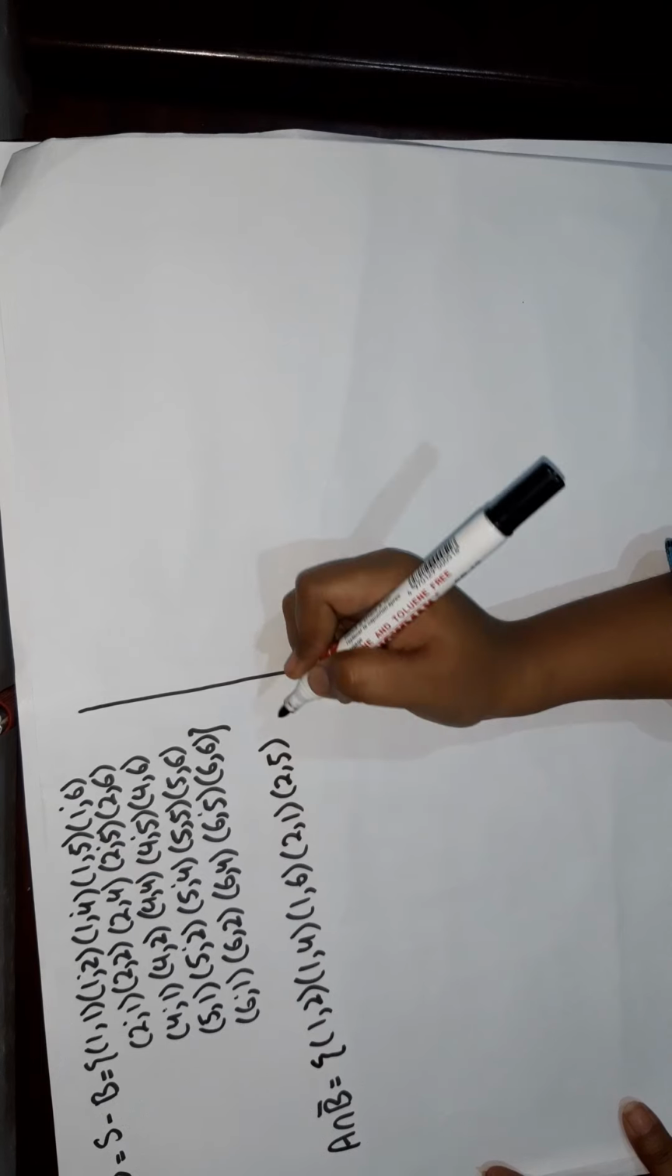Now I am going to write this in this set: 1 2, 1 4, 1 6, 2 1, 2 5, 4 1, 4 5, 5 2, 5 4, 6 1 and 6 5.